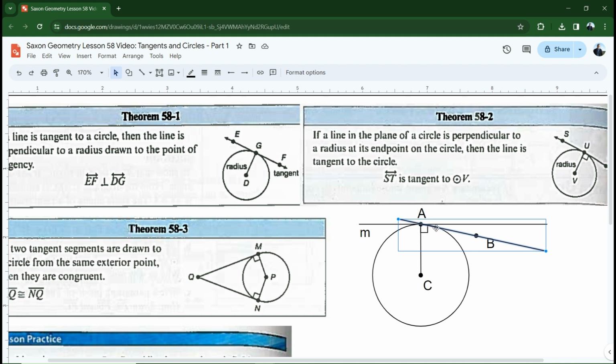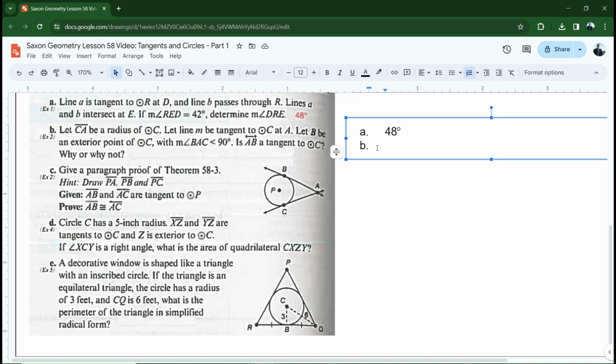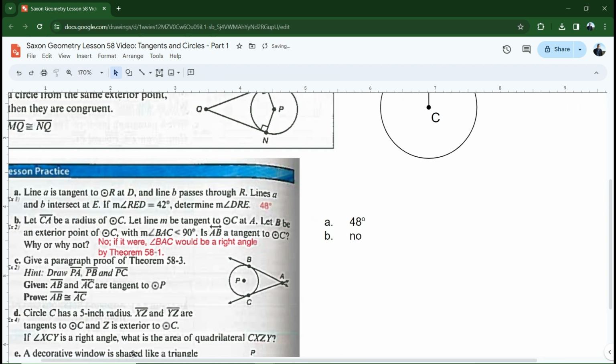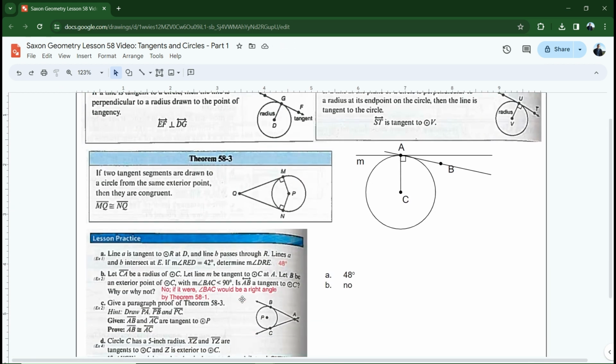This is never going to be perpendicular to the radius if this angle is less than 90 degrees. So that's my problem. No, the answer is no, and it's because of that theorem. According to 58.1, if it were, BAC would be a right angle.